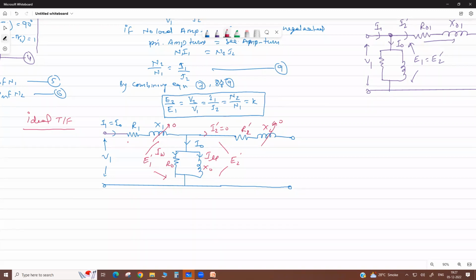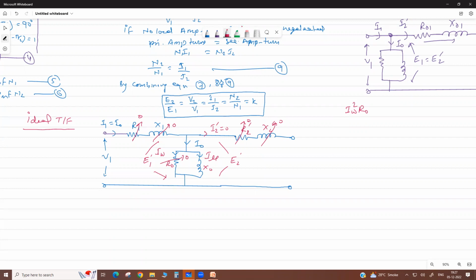The windings are made of high-grade copper conductor, so the resistance is zero and there are no losses. This resistance represents the core loss, so the core loss is also not there. It means 100% of the flux is in the core only. So magnetic losses are also not there. Copper losses are zero, so this branch is also zero.